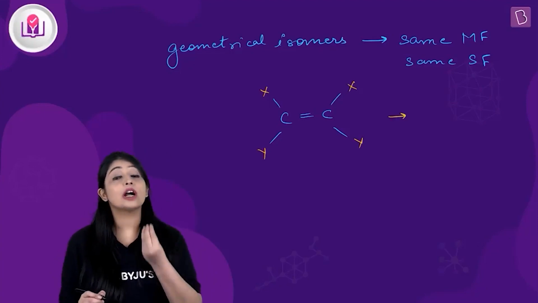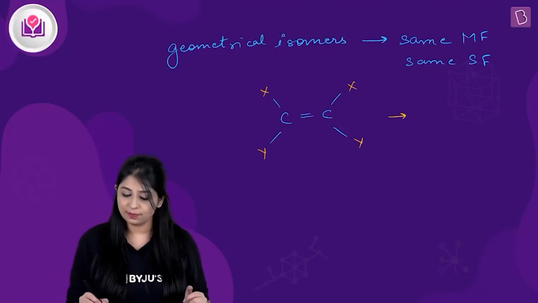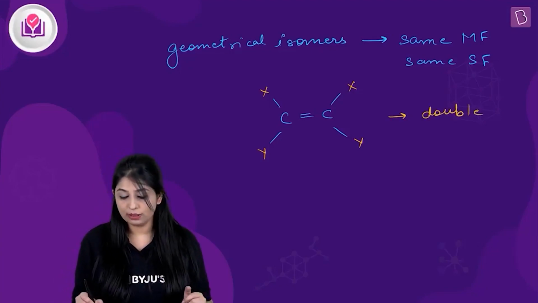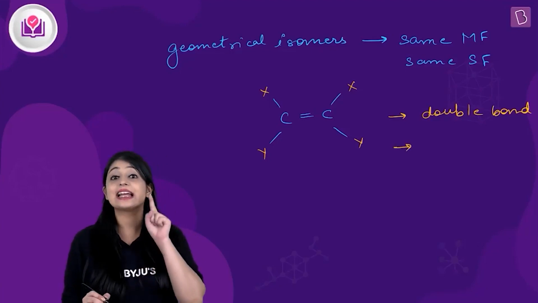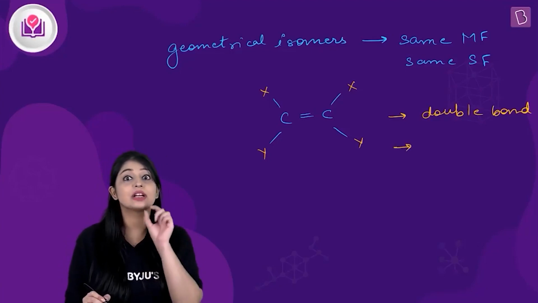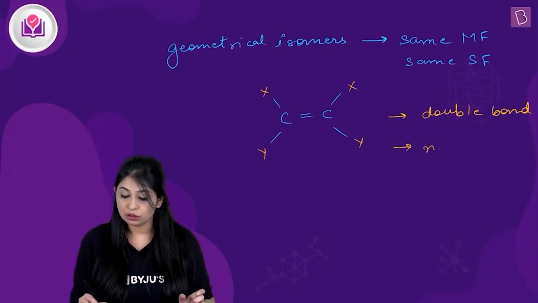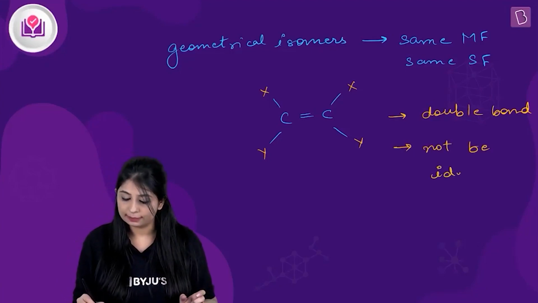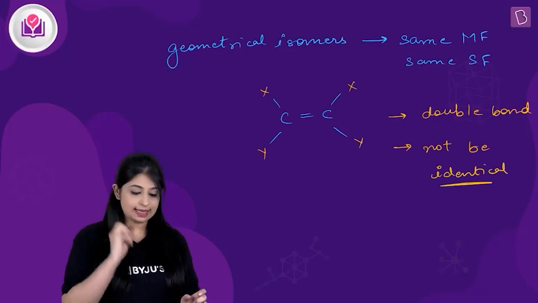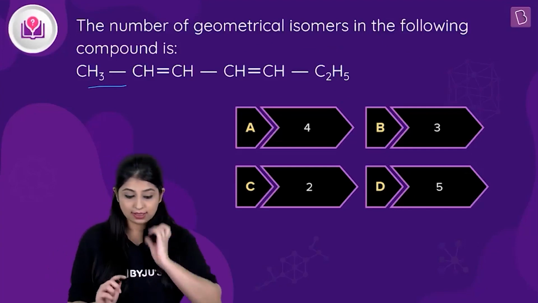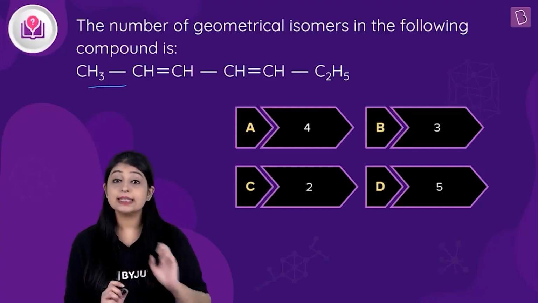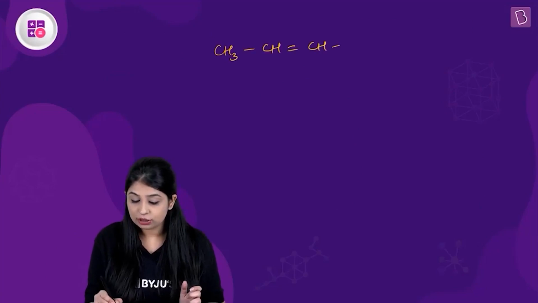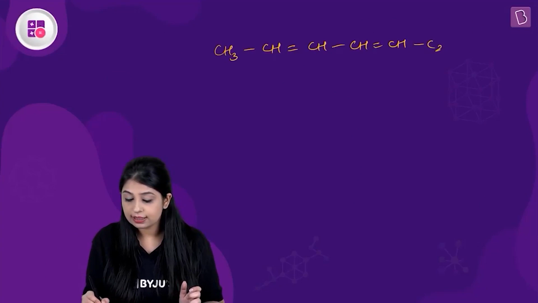So the conditions for a compound to exhibit geometrical isomerism: the first thing is that it should have a double bond, so that's very obvious. And the next is that the 2 groups attached to the carbon involved in C double bond C should not be identical. Now let's have a look at the compound given to us. That is CH3, CH double bond CH, CH double bond CH, C2H5. Let's draw it.